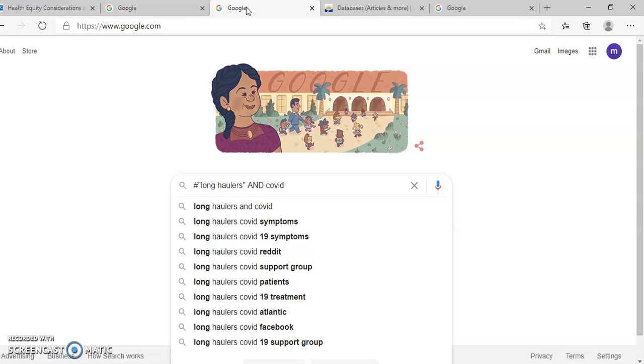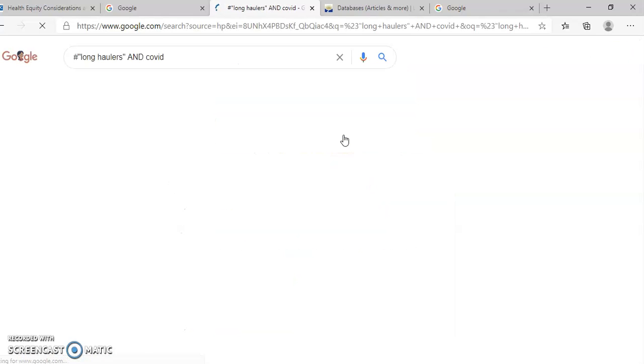The second type of search we're going to do is one for a trending topic. And so I put in the trending topic of long haulers. Those are individuals with COVID who have had the symptoms for a very long period of time. And then I put in "and COVID," and I put a hashtag right in front of the term. And I added the word COVID to hopefully eliminate truckers, because they are also known as long haulers.